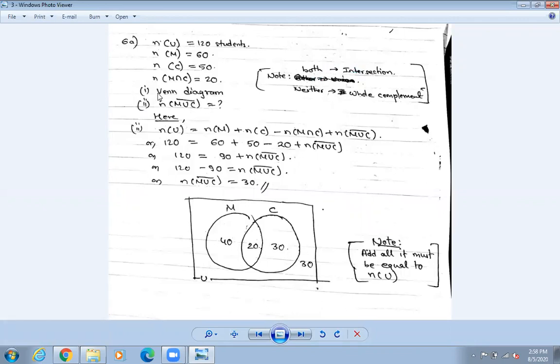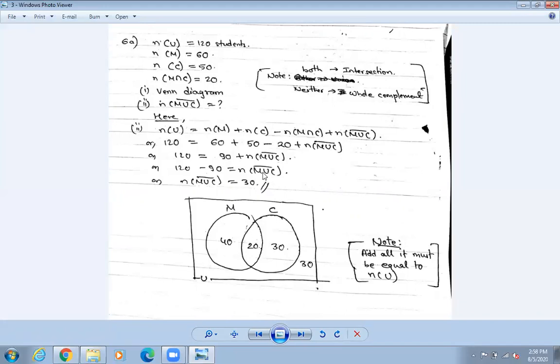Okay, and in number 1, what are you asked to do? You are asked to make the Venn diagram. And in number 2, you are asked to find out who drinks neither of these drinks. They don't drink milk, they don't drink curd. So how many are those who don't drink? Neither means, if the word neither is written, it is called complement.